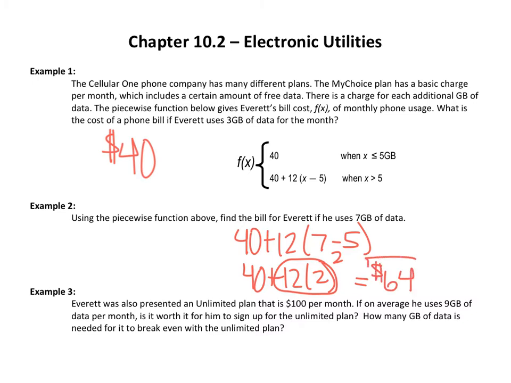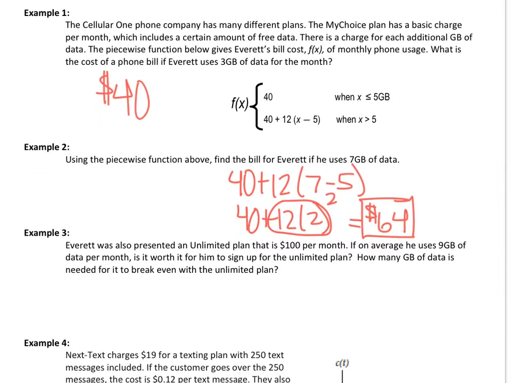So if he were to use 7 gigabytes of data, going 2 over, his bill is not going to be 40, it's going to be 64. So that's how we use piecewise functions.